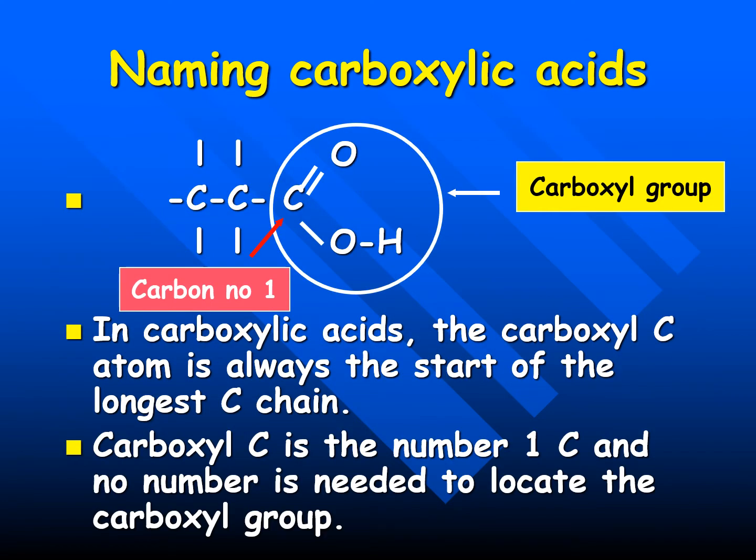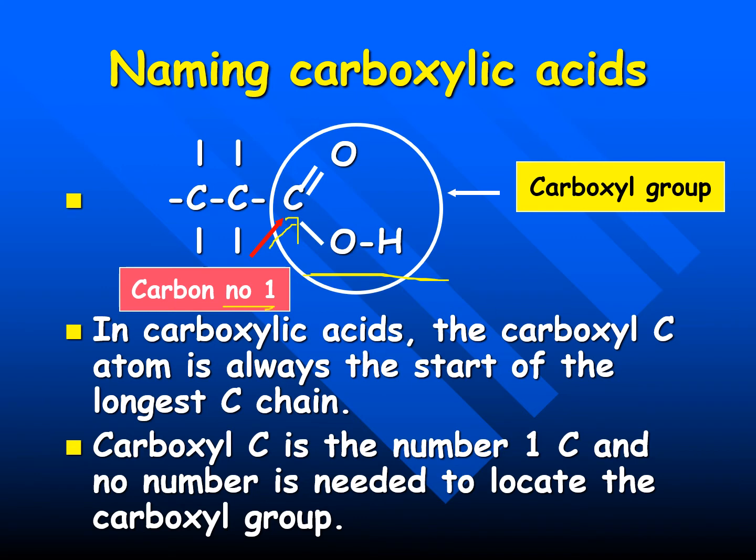Naming carboxylic acid. Okay, firstly you have to recognize the functional group for any molecule of carboxylic acid. Okay, for example, here we have COOH. This is the functional group of carboxylic acid. We call this as carboxyl. In carboxylic acid, the carboxyl carbon atom is always the start of the longest carbon chain. So automatically this carbon will become carbon number 1.